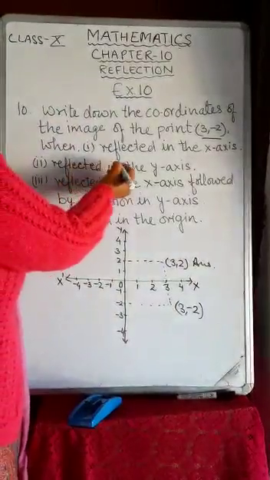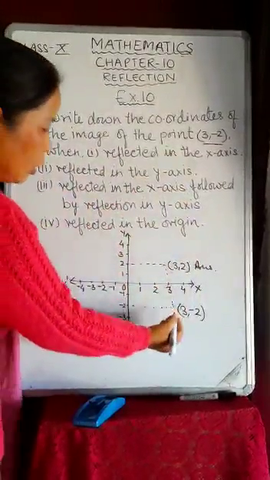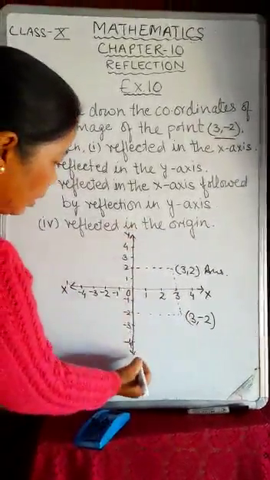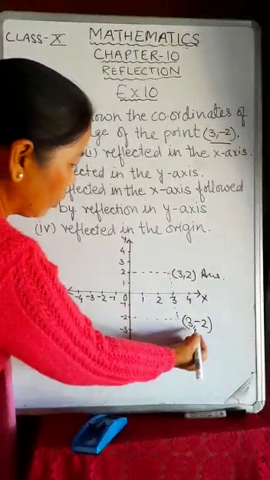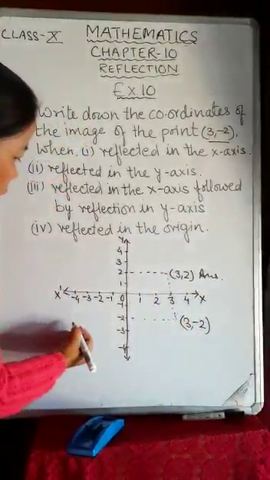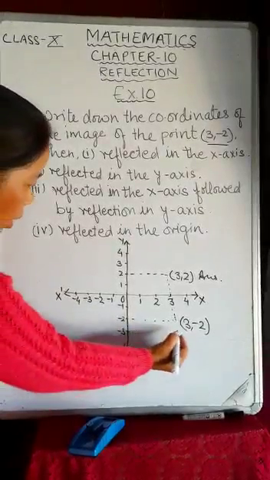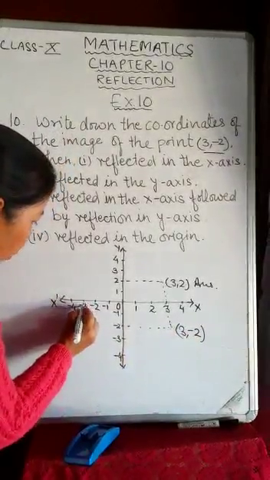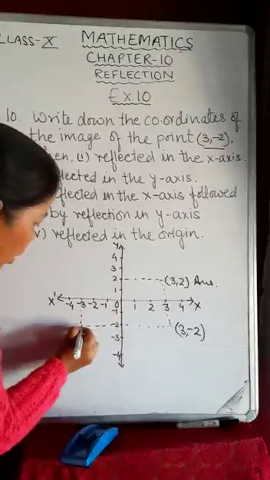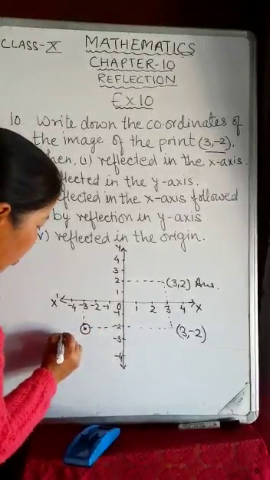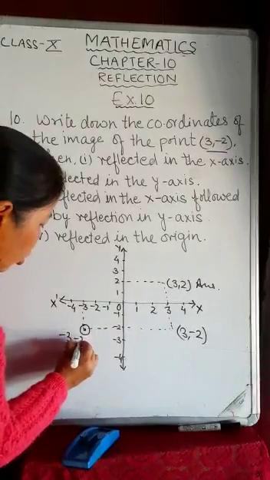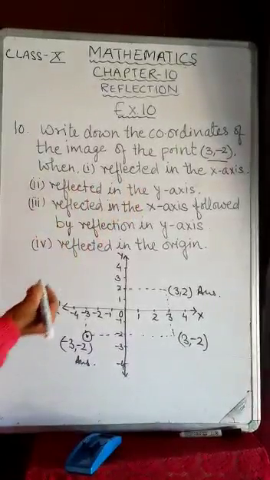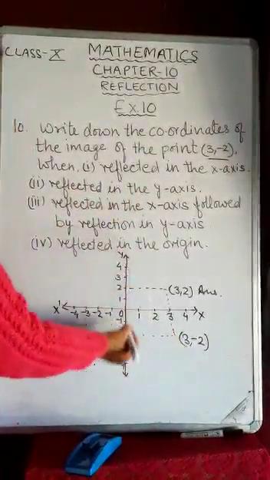Second part is reflected in the y-axis. The original point is this, and when this point is reflected on the y-axis, the y-axis is taken as the mirror, and the reflection of this point will come to this side, and in this third quadrant the value of abscissa and ordinate both will be negative. So minus 3 from here and minus 2 from here. This is the point, and the coordinate of this point will be minus 3 and minus 2. So this is the answer of the second part of the question, where the point is reflected on the y-axis.